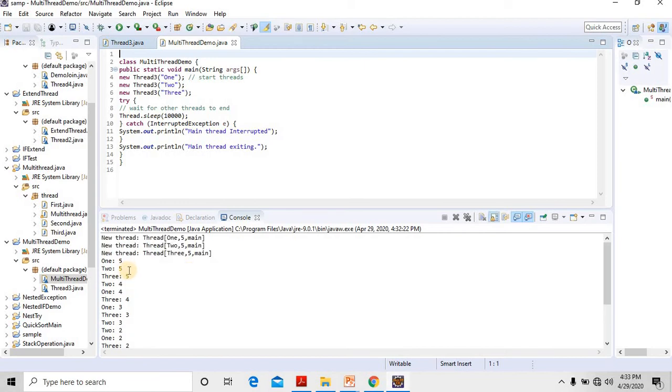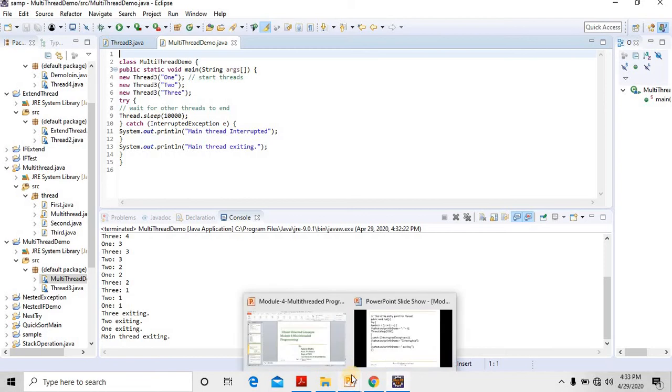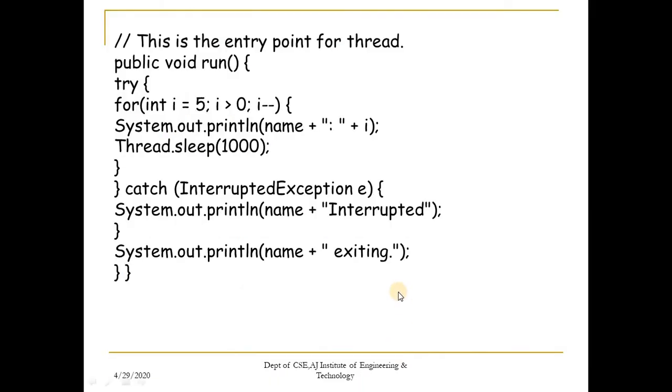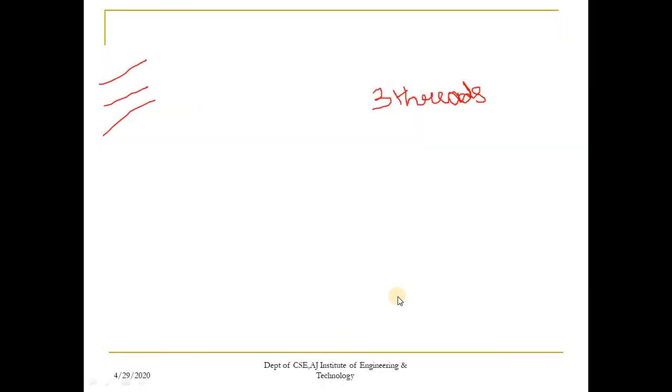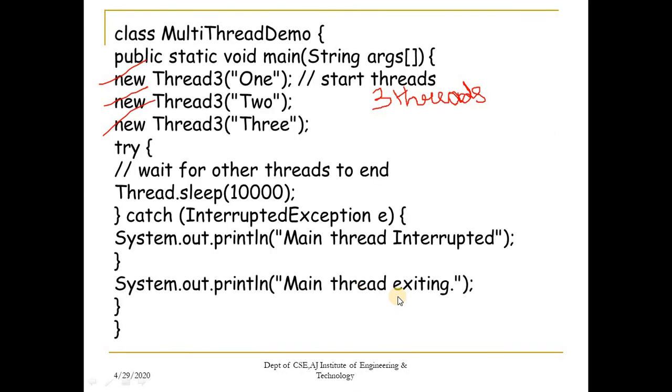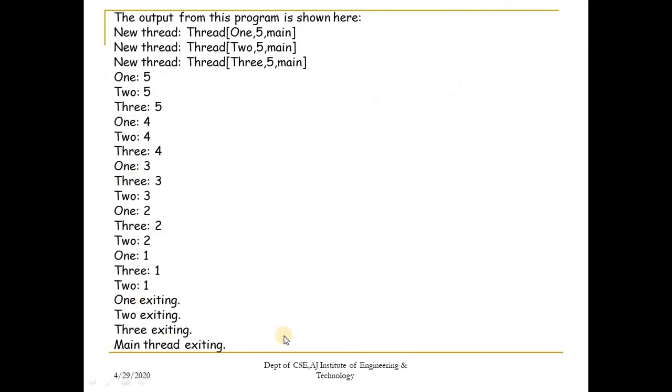They will display the numbers 5 to 1, all the 3 threads 1, 2, 3 will display the values 5 to 1. And finally they will be exiting. First the children will exit and after that the main thread will exit. So this was about the program creating multiple threads, more than 2 threads. This was the output of that program, right? We have seen the output.